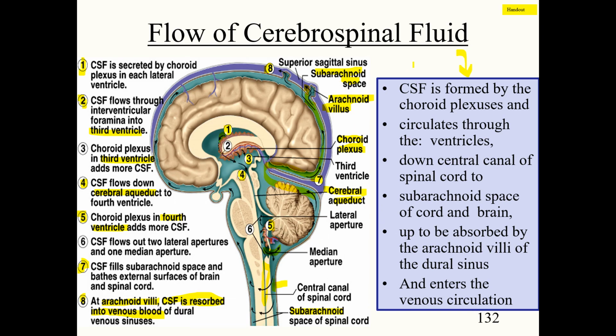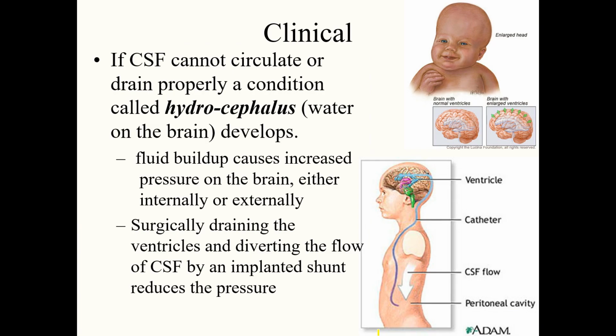So cerebral spinal fluid is formed by the choroid plexuses and circulates through the ventricles, down the central canal of the spinal cord, to the subarachnoid space of the spinal cord and brain, up to be absorbed by the arachnoid villi of the dural sinus and enter into venous circulation. So it's not going into the arterial blood supply, it's going into the veins, which again, not a big deal there. It's just getting into the blood supply.